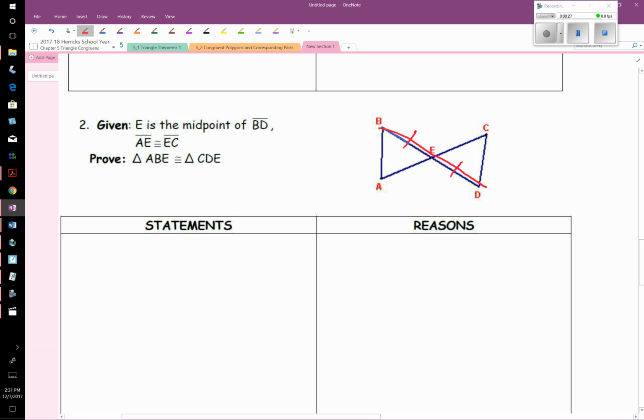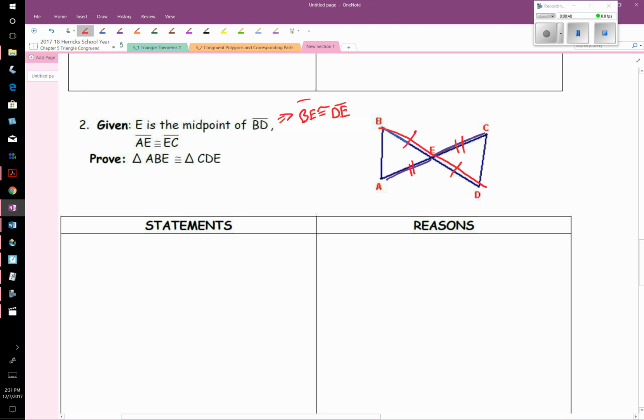These are congruent. Maybe I'll write a note. This tells me BE is congruent to DE. And then it also tells me that AE is congruent to EC. Okay, so let's mark that. Okay, and that's the only information they gave us.